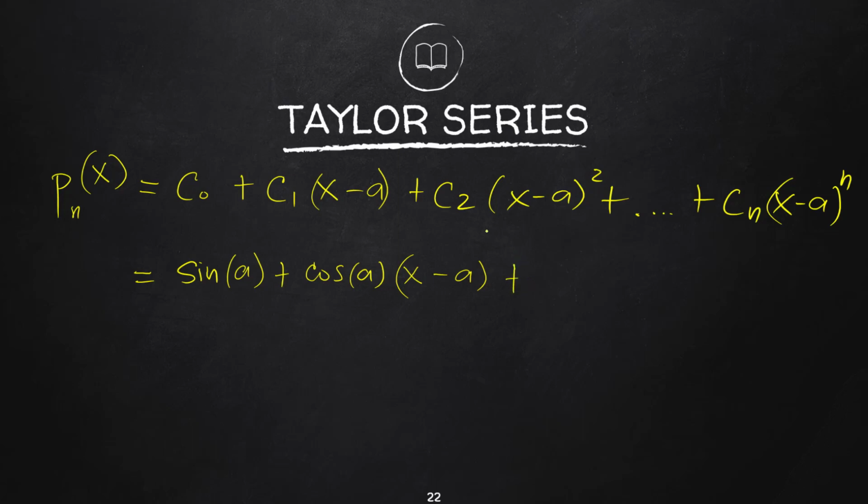Plus the cosine, this will become negative, I think. Yeah, negative sine of a multiplied by x minus a squared, and so on up to c sub n times (x minus a) raised to n.